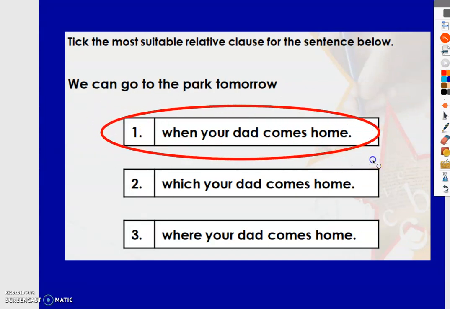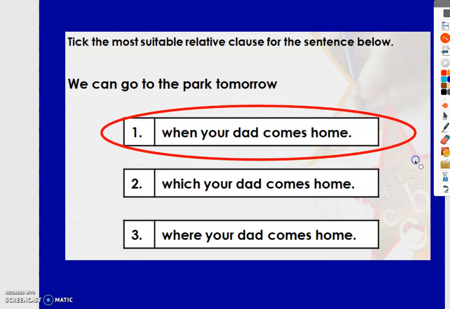Okay, so the answer is number 1, when your dad comes home. Which your dad comes home or where your dad comes home. Which doesn't make sense at all. Where your dad. Go to the park tomorrow where your dad comes home. I don't know about anybody else's dad, but my dad certainly doesn't go home to the park.